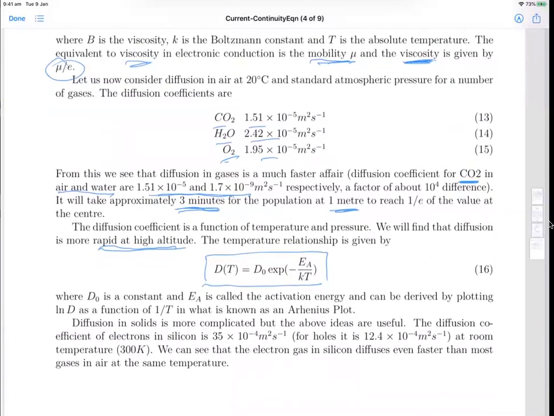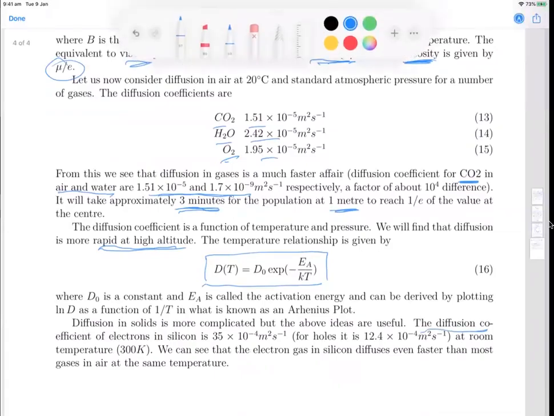We look at diffusion in solids. It's much more complicated than the above, but the ideas are very useful. So the diffusion coefficient for electrons in silicon is 35 by 10 to the minus 4 meters squared per second. With holes, it's 12.4, and half as much at room temperature. So we see that the electron gas in silicon diffuses even faster than most gases in air. Again, an interesting observation.